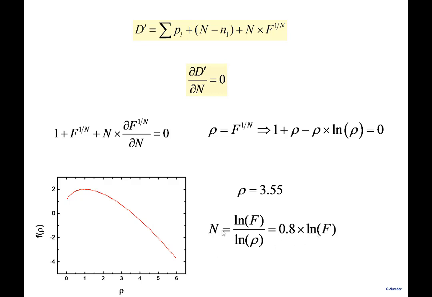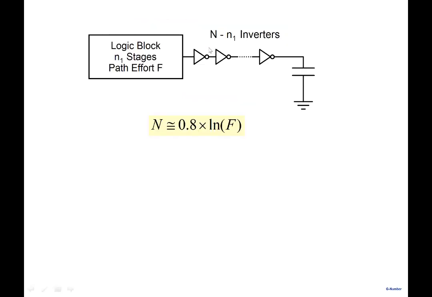Now, that's an interesting result. So n1 was the original number of gates. If n turns out to be larger than n1, then n minus n1 inverters can be added to your design, and the overall delay will be less. Let me show you with this example here.